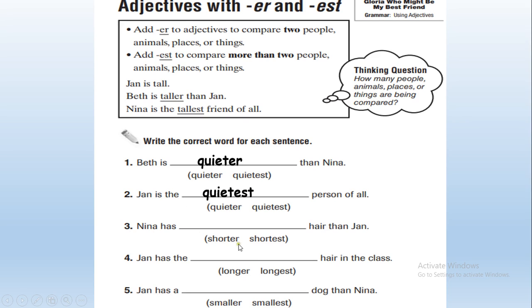Nina has shorter or shortest hair than Jan. Again, we're comparing the hair of these two girls. So we say Nina has shorter hair than Jan. Shorter.